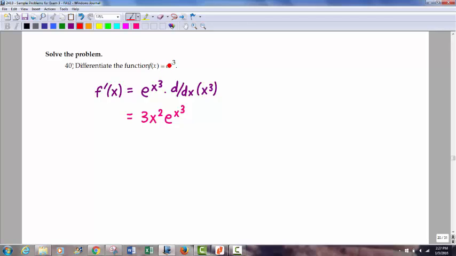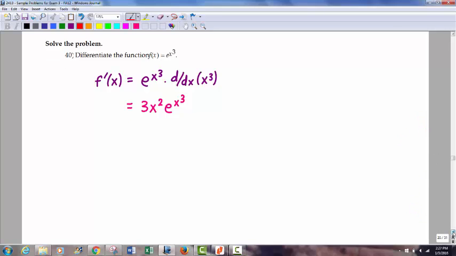So the derivative of e to the x cubed is going to have e to the x cubed in the answer, but it's also going to have the derivative of that exponent in the answer. And I just move this out front because usually answers will look like that. It would look a little weird to put the 3 after the e. So the derivative of x cubed is 3x squared, and then your e to the x cubed, there it is. So that's all there is to differentiating e's.